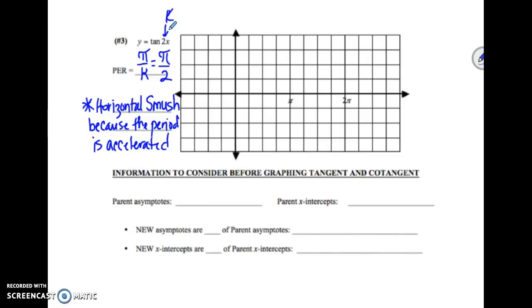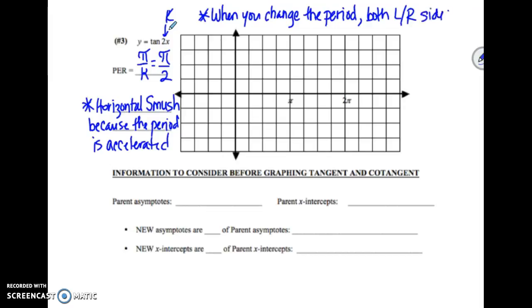All right, now something that you need to think about, when you change the period, both the left and right sides of your asymptotes either move in or move out. In this case, they're going to be moving in. So you may want to make that note for yourself here. When you change the period, both left and right sides move in or out.